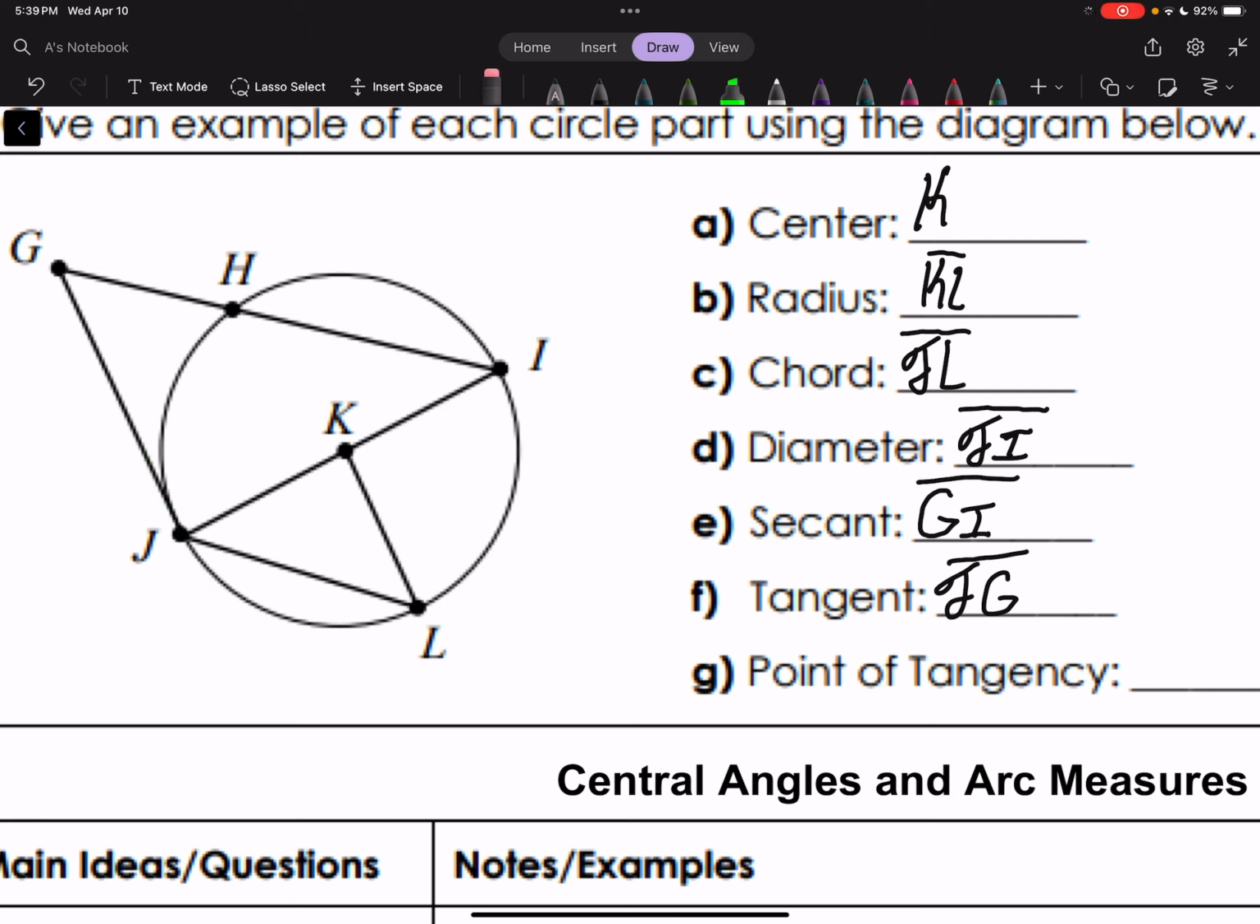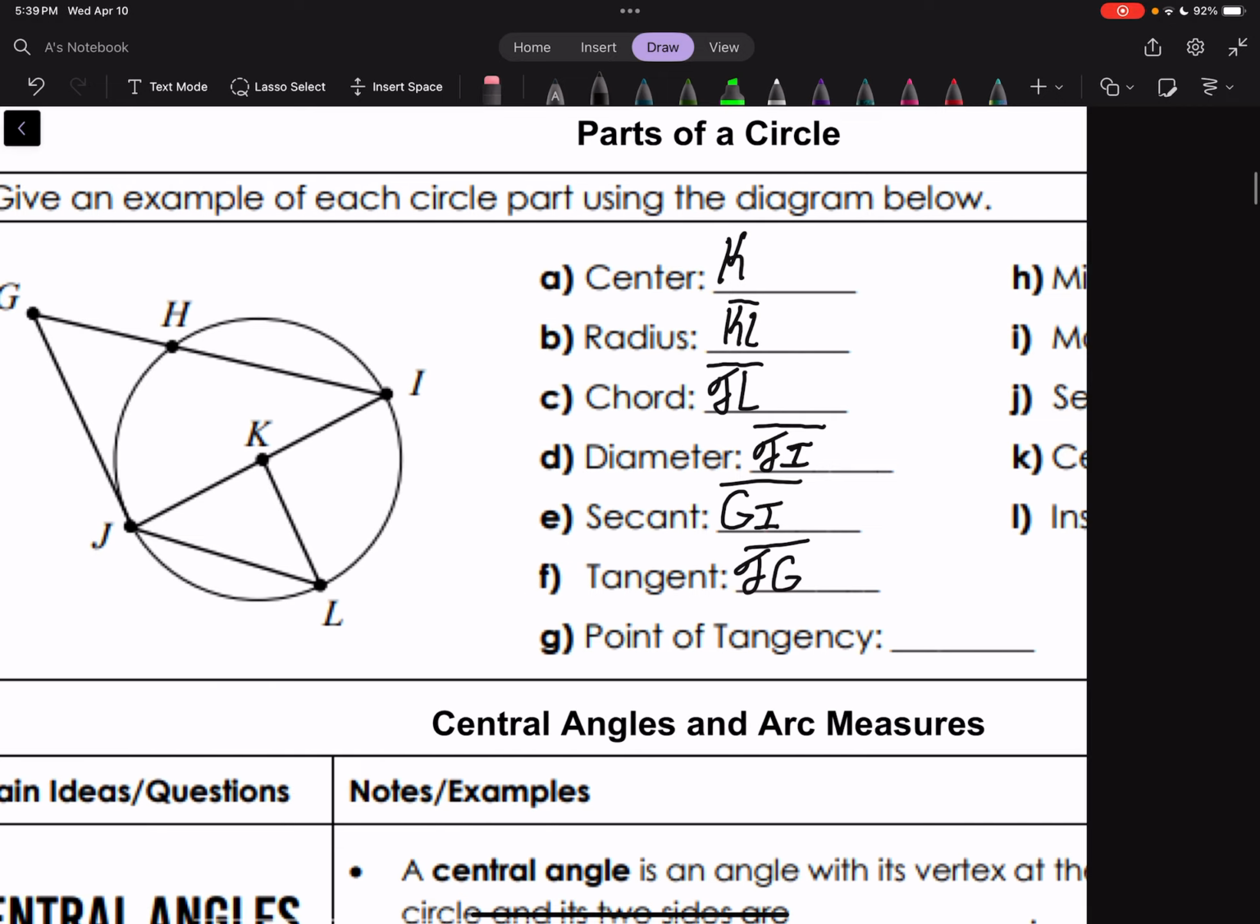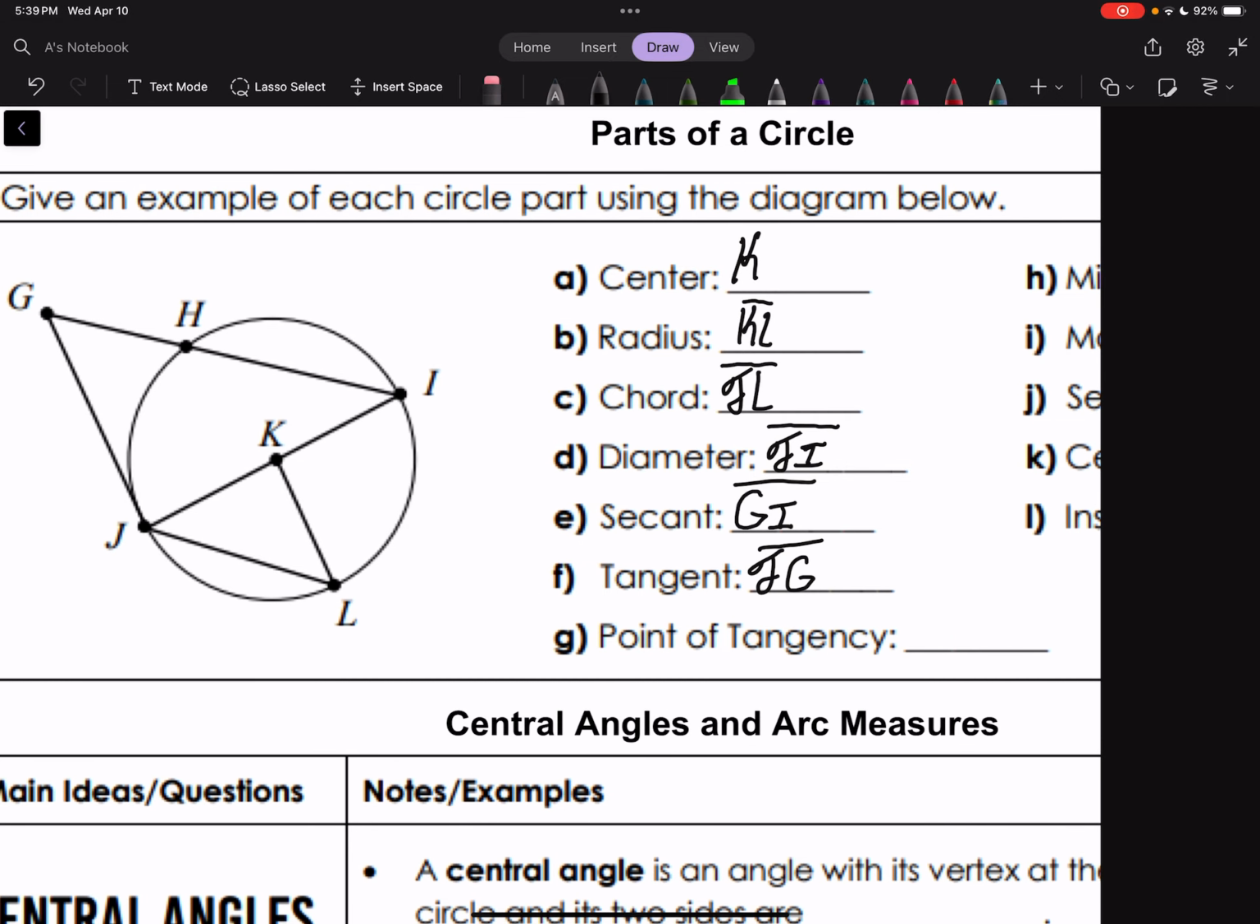So a secant is going to pass through the circle. A tangent is going to just touch it at one point and be done. The point of tangency is where it touches, so point J.